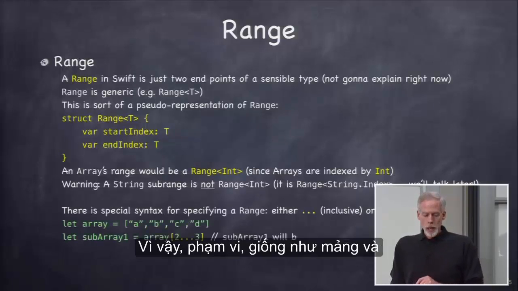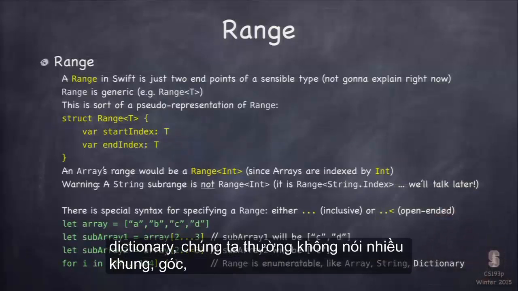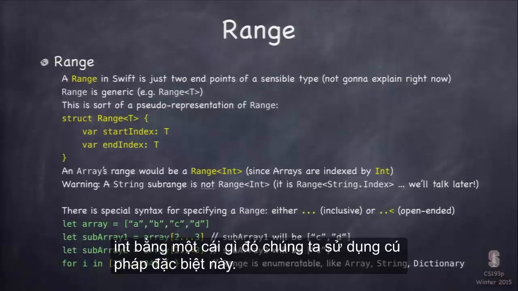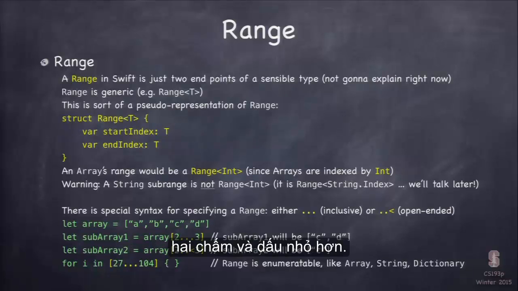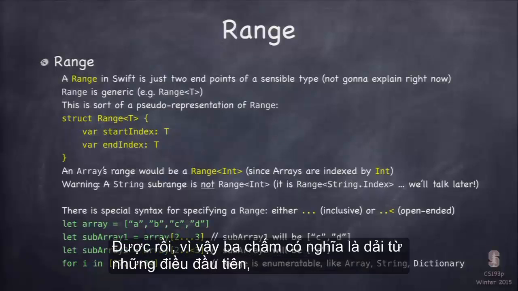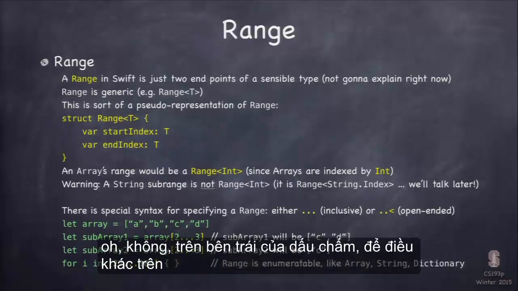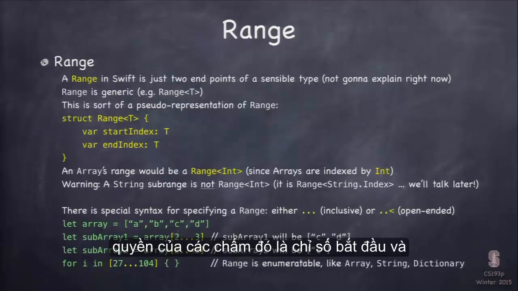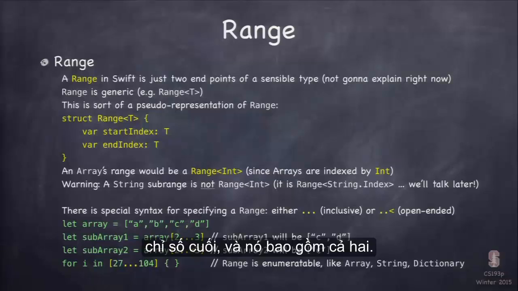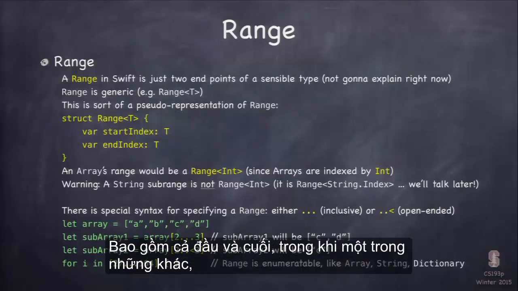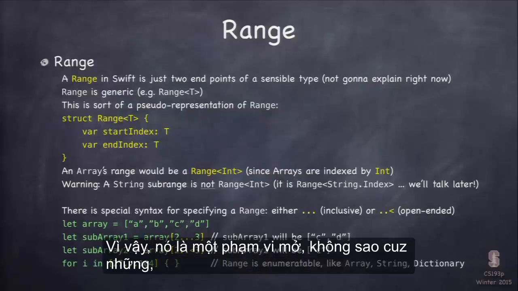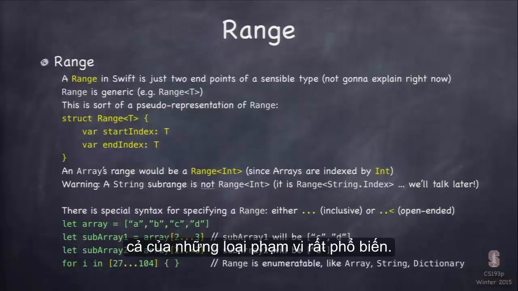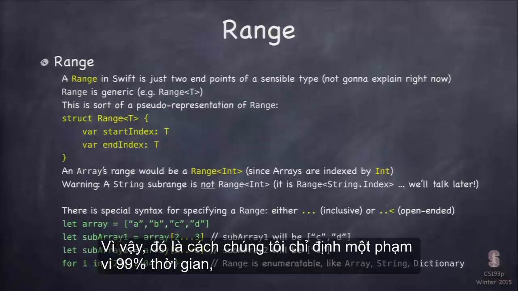Okay? So ranges, just like arrays and dictionaries, we don't usually say Range angle bracket Int equals something. We use this special syntax, and the special syntax is three dots or two dots and a less than sign. The three dots means a range from the first thing on the left of the dots to the other thing on the right of the dots. That's the start index and the end index, and it includes both the start and end. Whereas the other one, dot dot less than, means it includes the first one, but it does not include the second one. So it's an open-ended range. Both of those kinds of ranges are common. So that's how we specify a range.